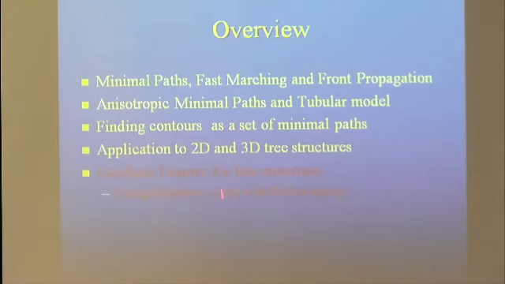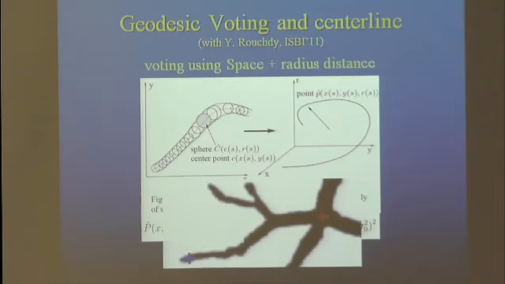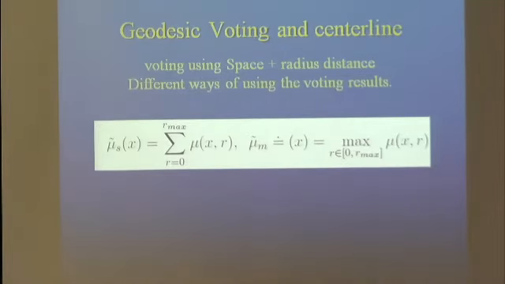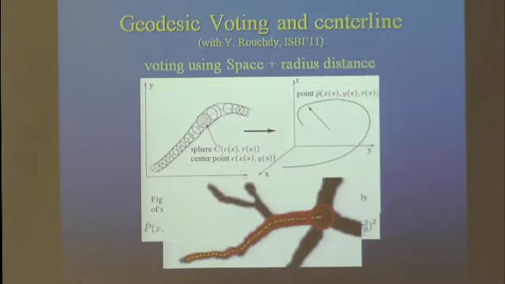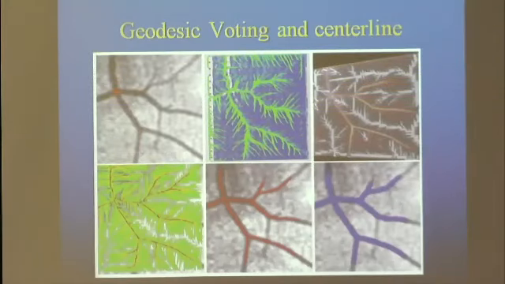So maybe to end, I'll show just an extension of this using the tubular model, which means that you can extend this geodesic voting using the space plus radius domain, where minimal path corresponds to center line plus boundary, and then using the voting in this xy plus radius space, you get a voting in 3D, and then you can consider the maximum for each point xy. You can consider the point xyr, which has maximum value of the vote.